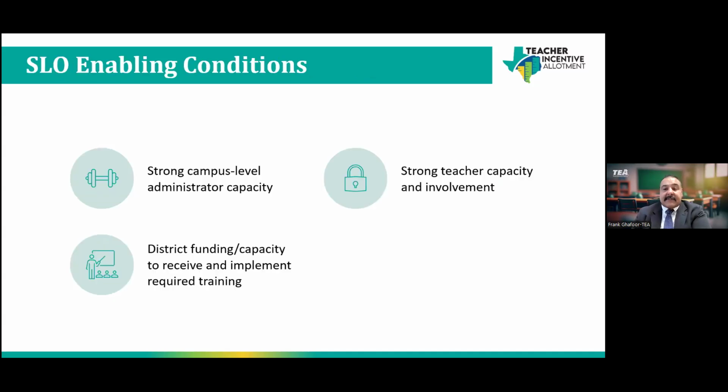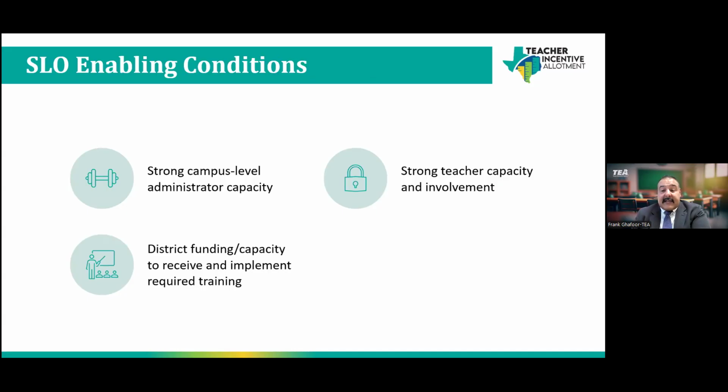The enabling conditions for student learning objectives are strong campus level administrator capacity. Campus level administrators are highly involved in the process, going hand in hand with strong campus level administrator capacity. We also need strong teacher capacity and involvement. Teachers really formulate this process every step of the way. So having the capacity to be able to implement this is definitely an enabling condition.